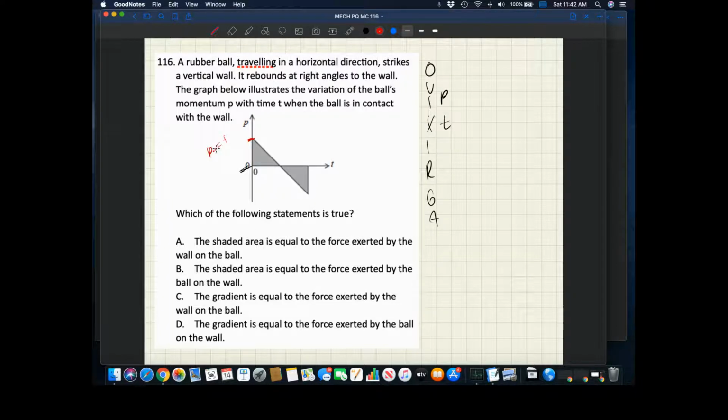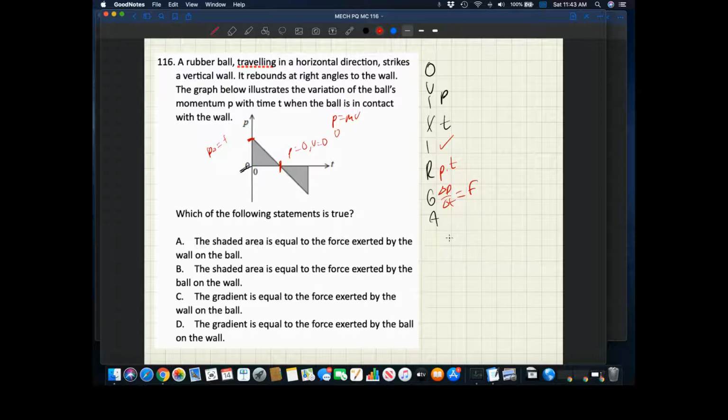It's a positive number. And at this intercept, we see that P equals 0 at that time. If P is mv and P is 0, then the velocity is 0 at that point in time. So those are our intercepts. We can read momentum against time on the axes. The gradient is delta P over delta T, which is the definition of force.